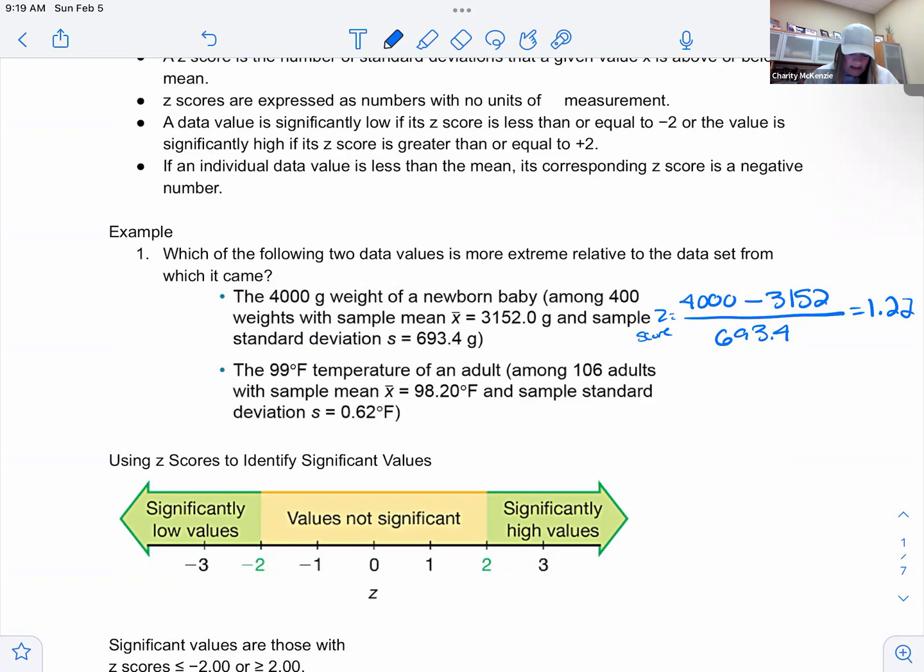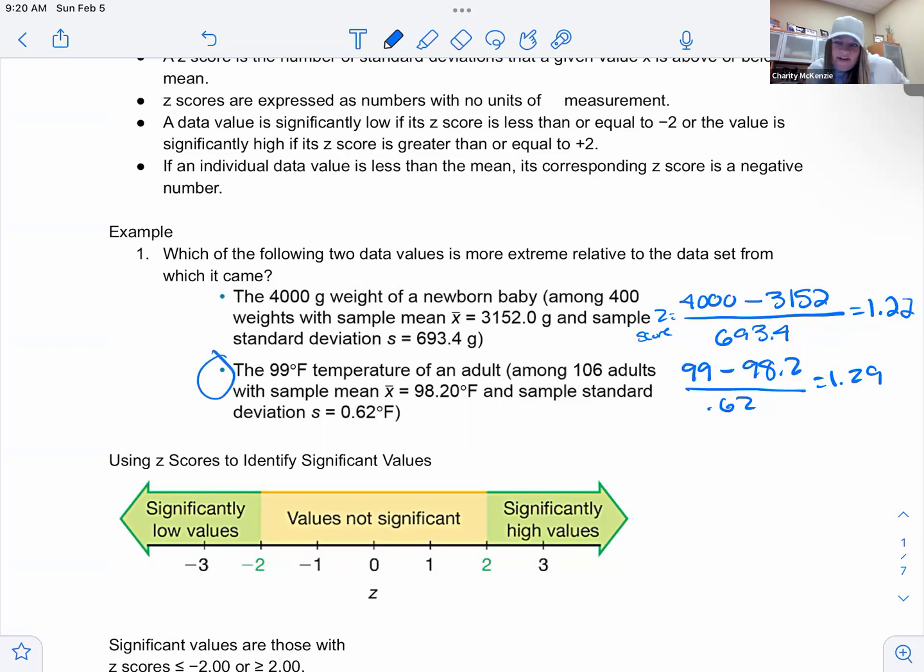So the next one is the 99-degree temperature of an adult among 106 adults with a sample mean of this and a standard deviation of this. So I have a temperature of 99, and I'm going to subtract the mean of 98.2, and the standard deviation is 0.62. So 99 minus 98.2 divided by 0.62, I get about 1.29. So which one is more extreme relative to the data set it came from would be this one.